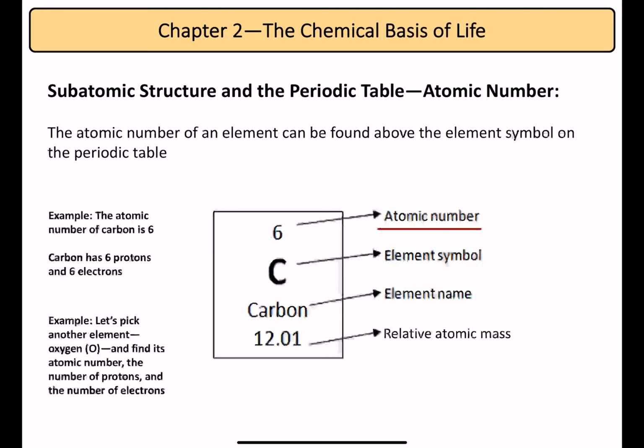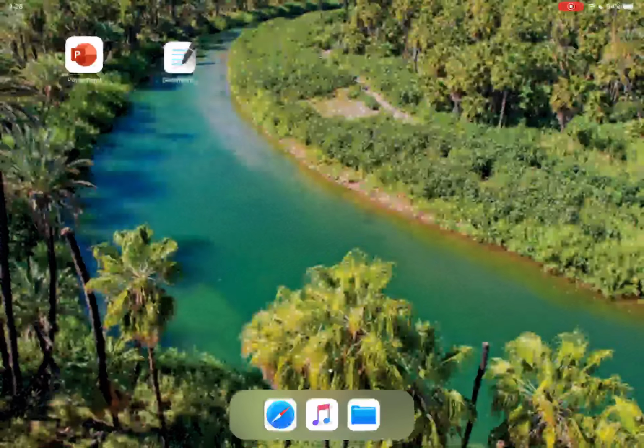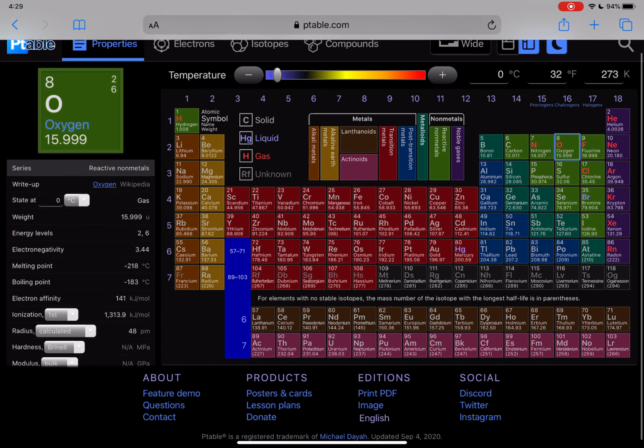So let's pick one more example here. This element that we're going to pick is oxygen. The symbol for oxygen is just the letter O. And let's try to find the atomic number of oxygen, its number of protons, and its number of electrons. So the first thing we want to do is go to the periodic table and look for oxygen. I'm already clicked on it. There's oxygen. And we can see that the atomic number at the top is number 8.